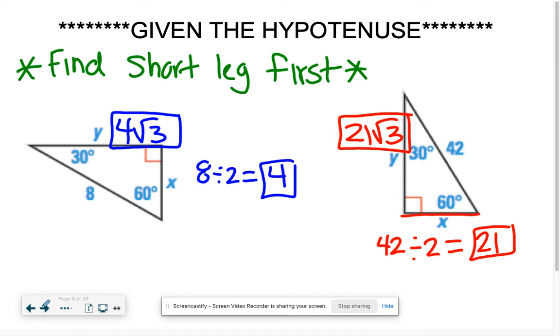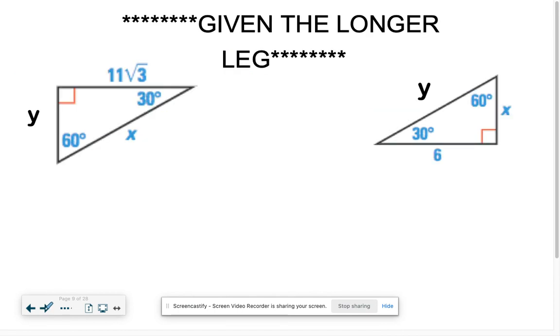All right. In the last situation, we are given the longer leg. So again, you gotta find your short leg first. What would your short leg be? 11. Just 11, right? Get rid of that square root.